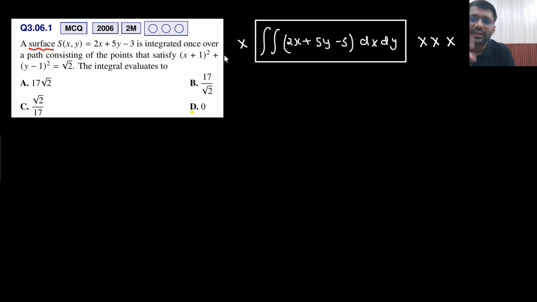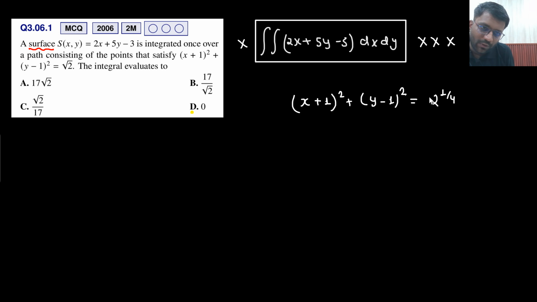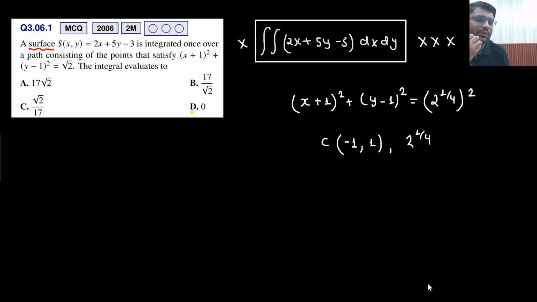What they are asking, you need to integrate over the path which is containing all these points. Which is the path? This is the path. (x plus 1) whole square plus (y minus 1) square, and can I write it down as 2 to the power 1 by 4 to the power 2. So isn't it a circle? It is a circle of center minus 1 comma 1 with the radius of 2 to the power 1 by 4. Isn't it a circle? Yes, it is a circle with the center of minus 1 comma 1 and a radius of 2 to the power 1 by 4.